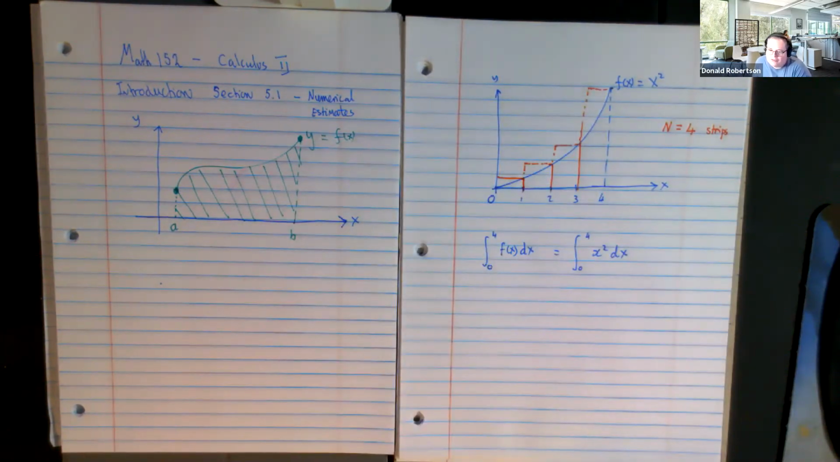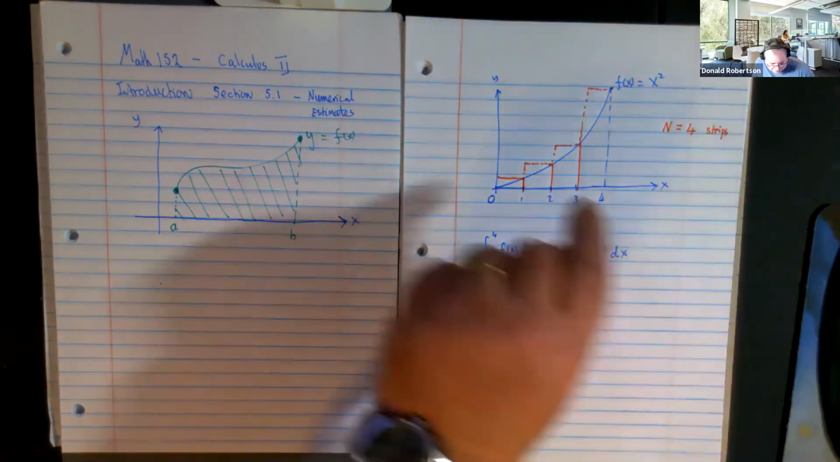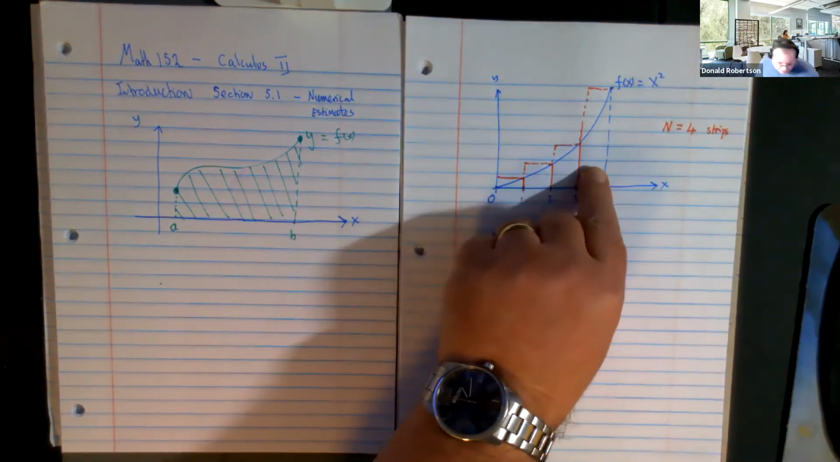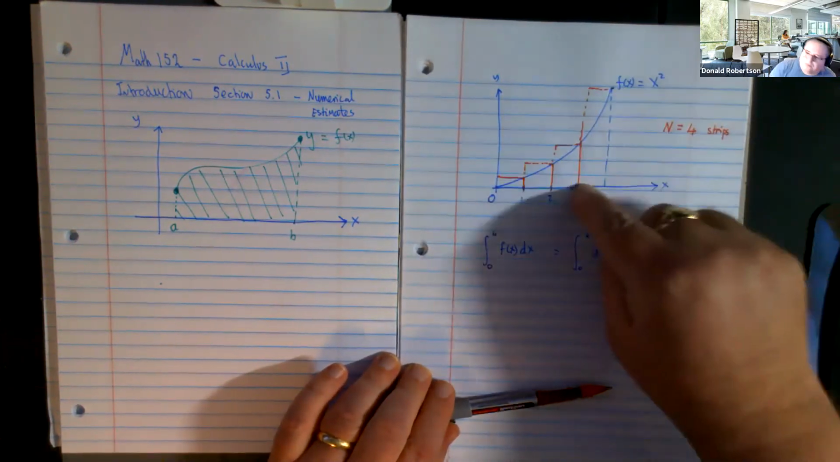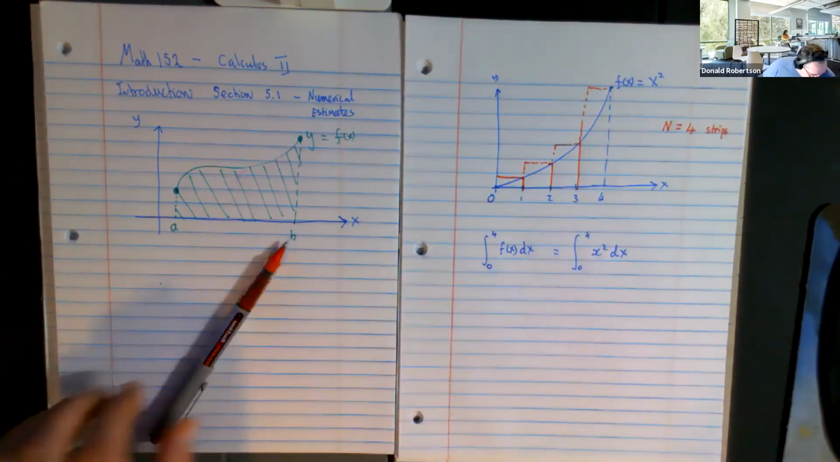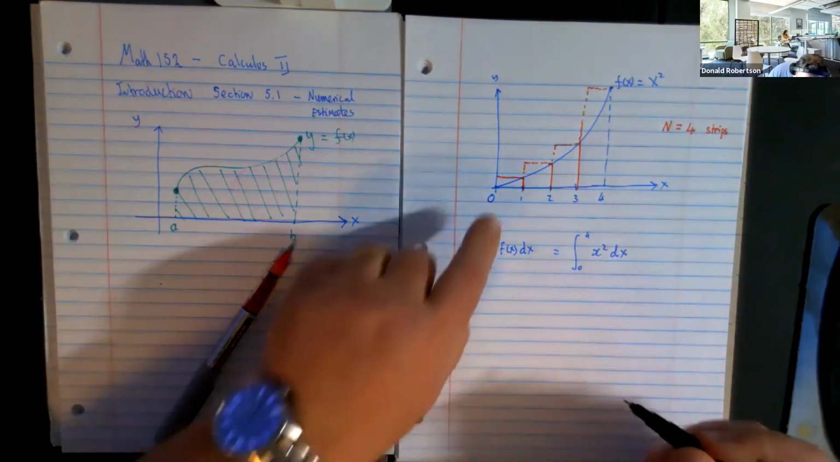Would you also agree that it would be bigger than the real answer? So we would say it was an overestimate. Agreed? The area of these 4 rectangles added up would be more than the area under this blue curve. Let's find out what the area of each of these rectangles is.